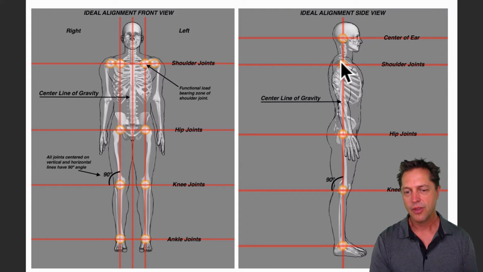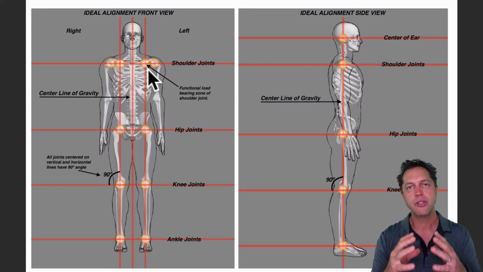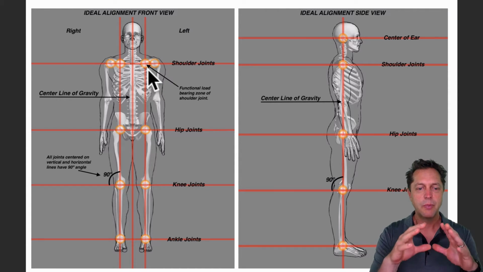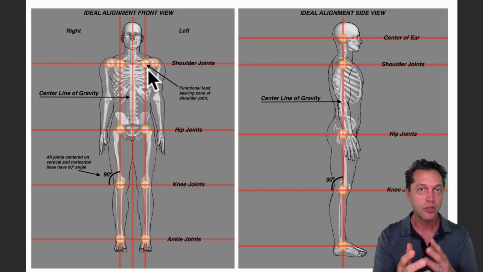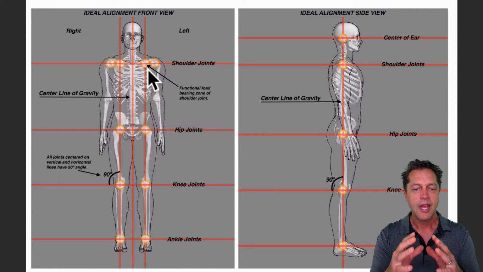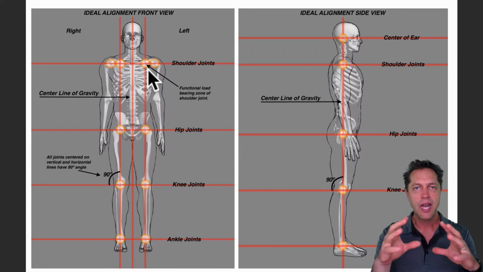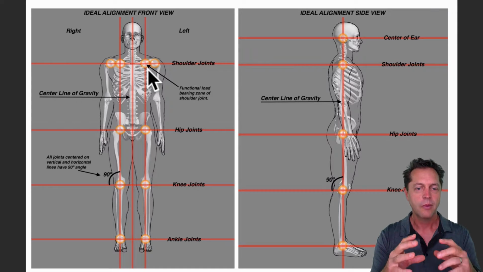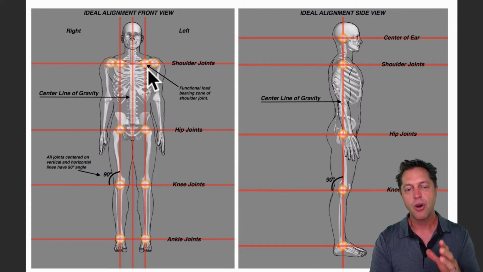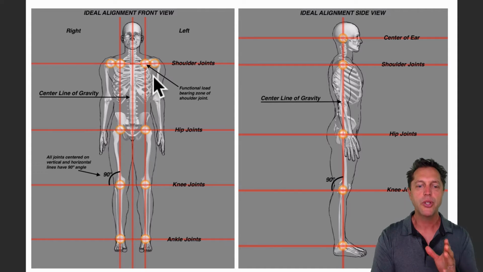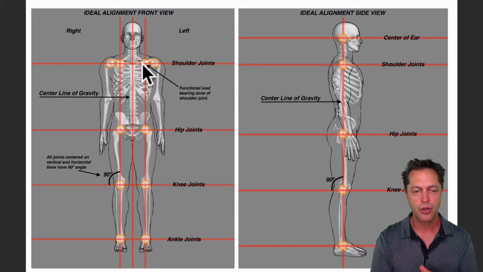In the side view, this is the actual joint that we're looking at. From the front view, this is the load-bearing zone. And we're using the load-bearing zone because it's basically centering, or close to centering, the scapula. And we need to determine the scapular position to be able to balance the arm off of the scapula. So that's why we're using this functional load-bearing zone.